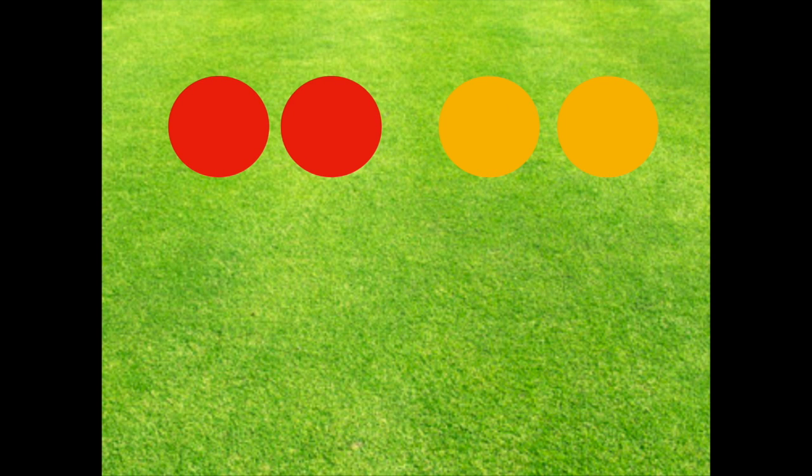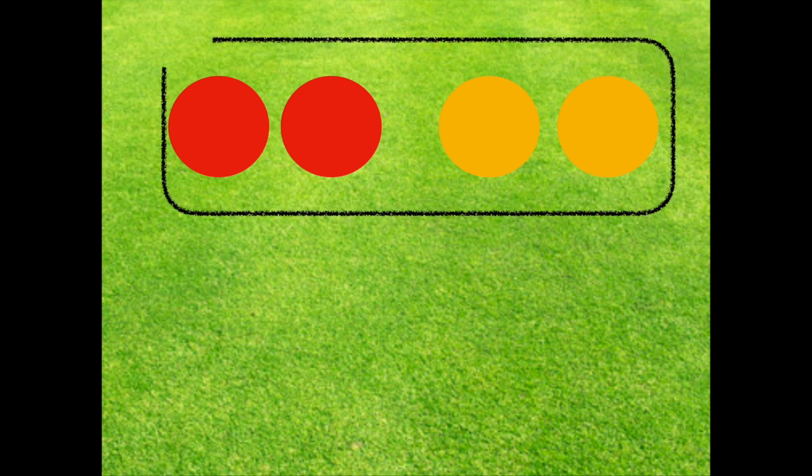There are 2 red counters and 2 yellow counters. How many counters are there in all? What do you need to do to solve this problem? You're right, you need to count all of them. Count with me. 1, 2, 3, 4.